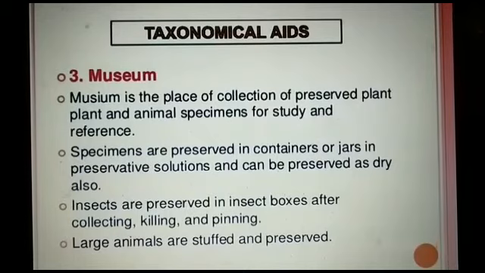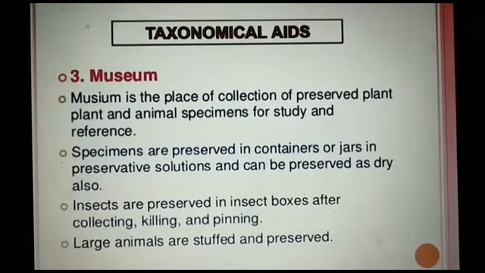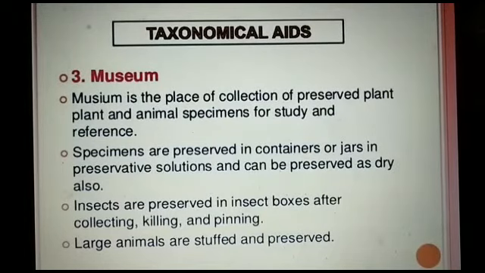The next taxonomic aid is museum. Student, botanical garden and herbariums are collections of plant species, but the museum is a place of collection of preserved plants and animals, for study and reference. Specimens are preserved in containers or jars in preserving solution and can be preserved dry also. Insects are preserved in insect boxes after collecting, killing and pinning. And large animals are stuffed and preserved.